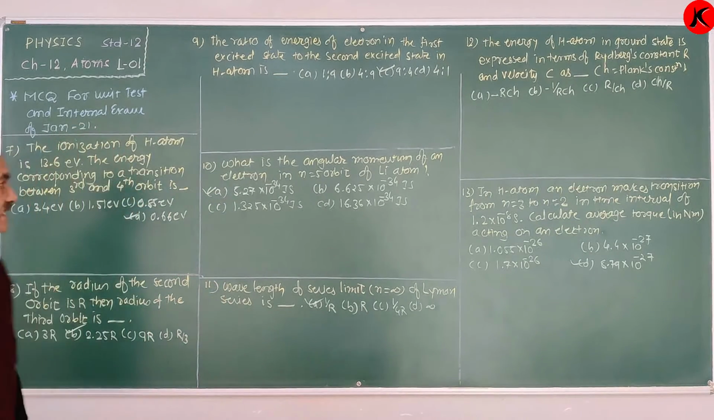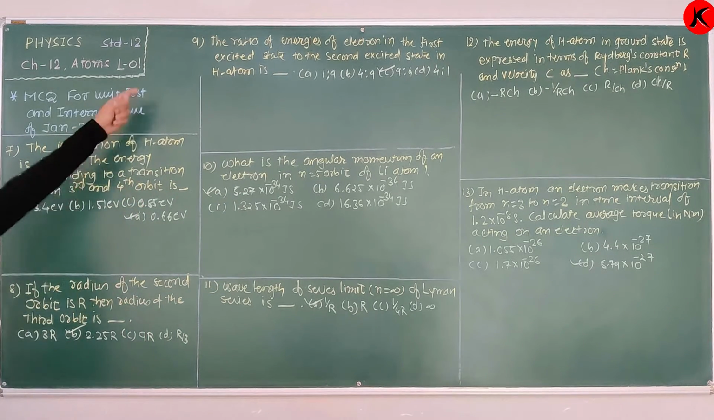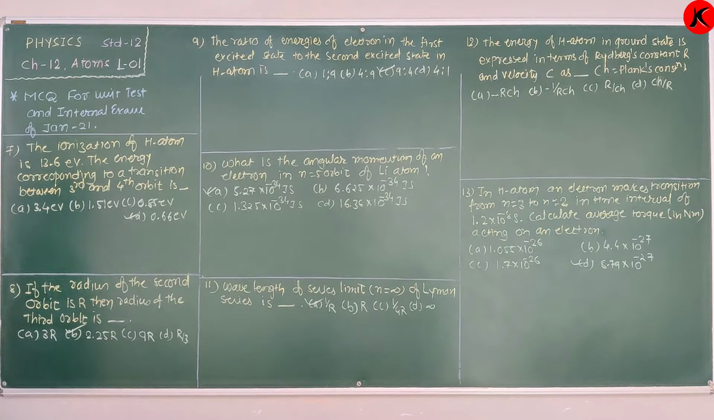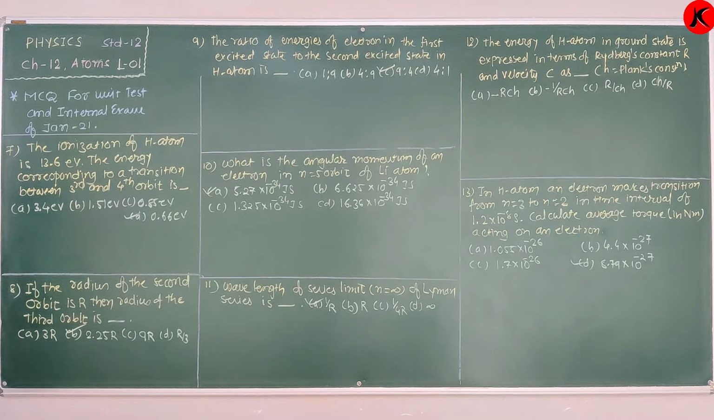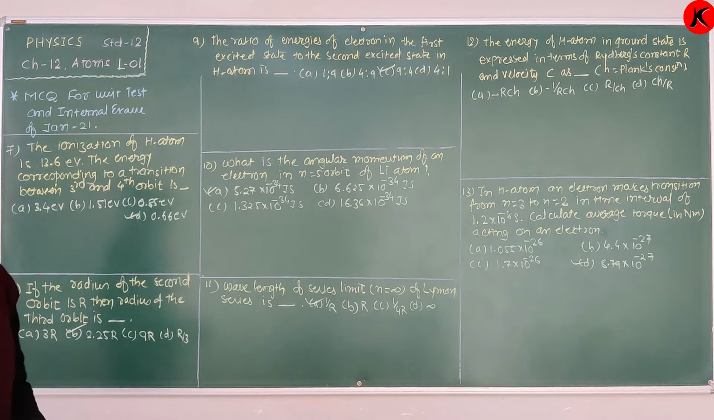Now friends, the next numerical: the ionization energy of hydrogen atom is 13.6 electron volt. The energy corresponding to a transition of an electron between third and fourth orbit is? That means we have to find out the energy of the electron when it makes the transition from third to the fourth orbit. How much energy is required?